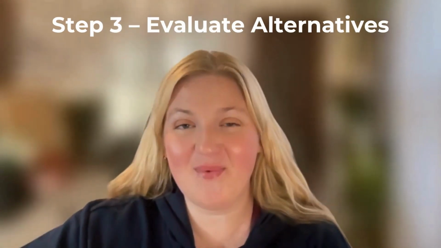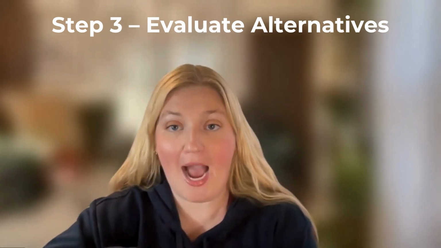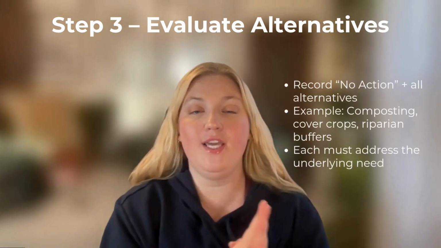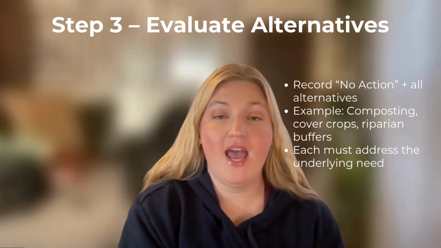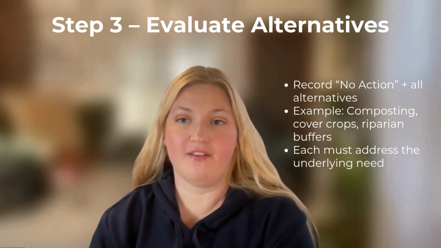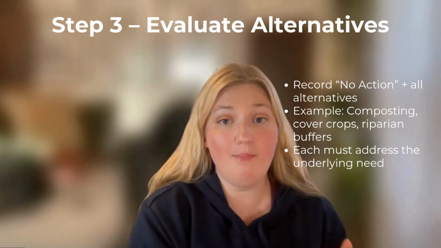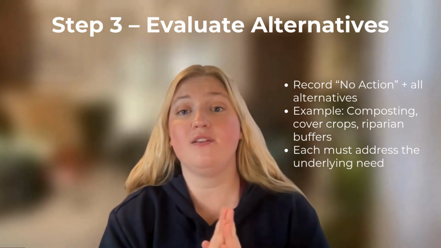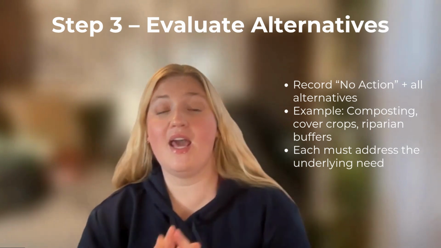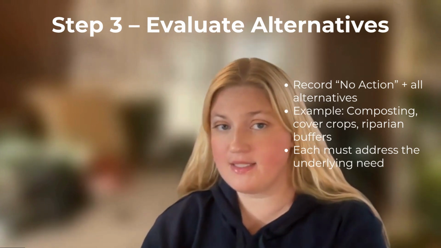Step 3, evaluate alternatives. In sections H and I, you compare what happens if no action is taken versus one or more alternatives. Each must address the underlying need, whether that's reducing groundwater nitrates, restoring habitat, or improving irrigation efficiency. For example, alternative one might be adopting composting and cover crops, while alternative two could be installing filter strips and riparian buffers. And remember, the no action path still requires the same level of analysis.